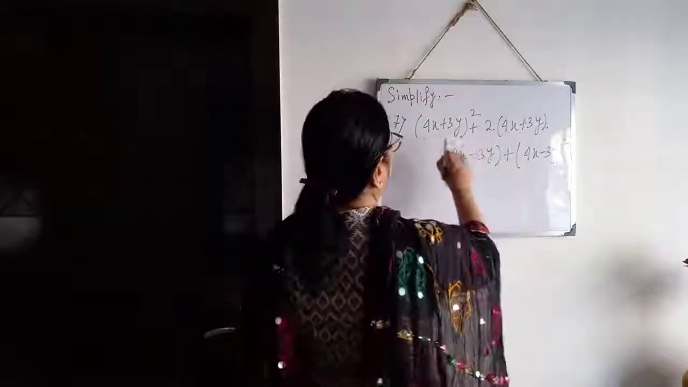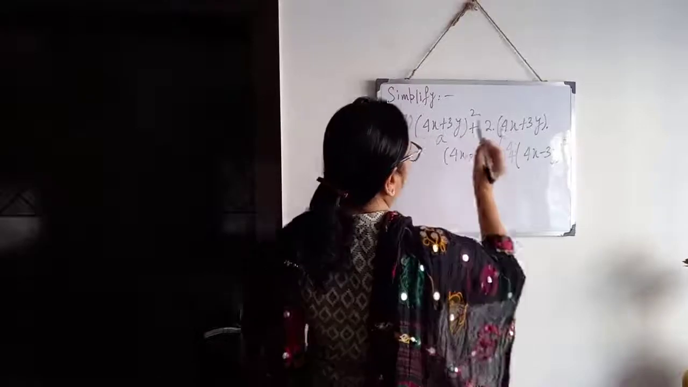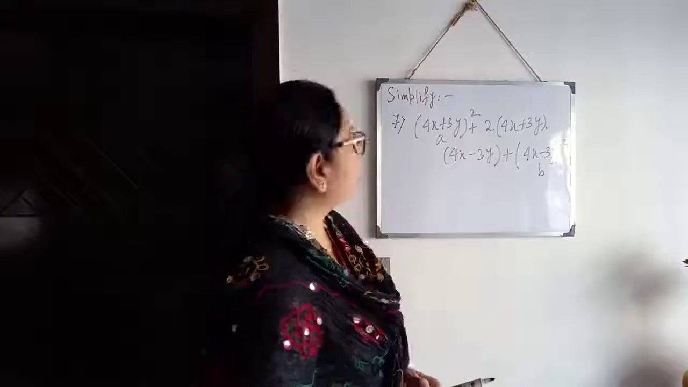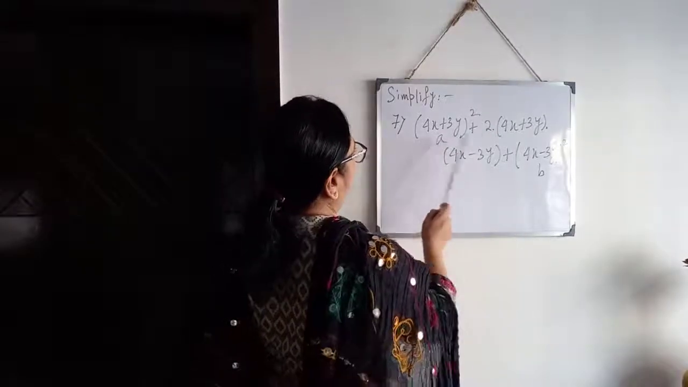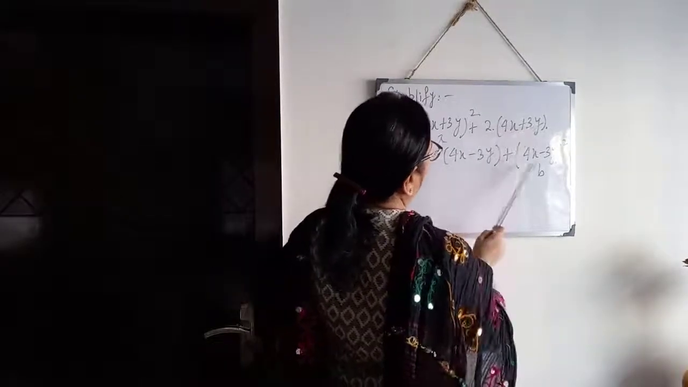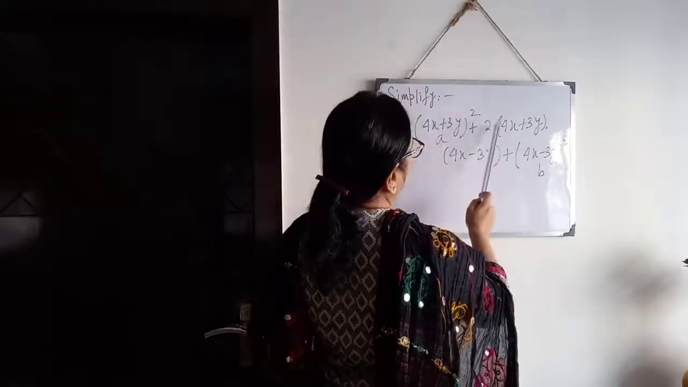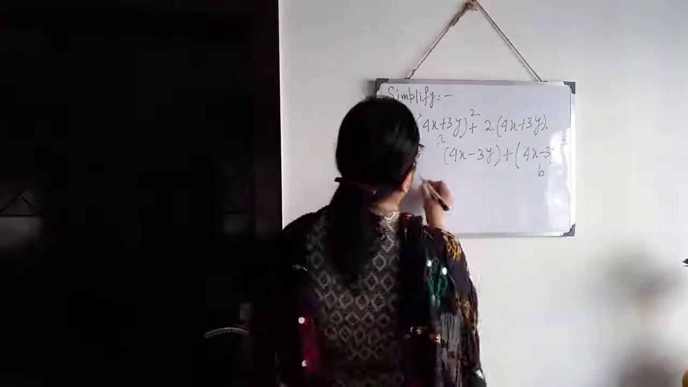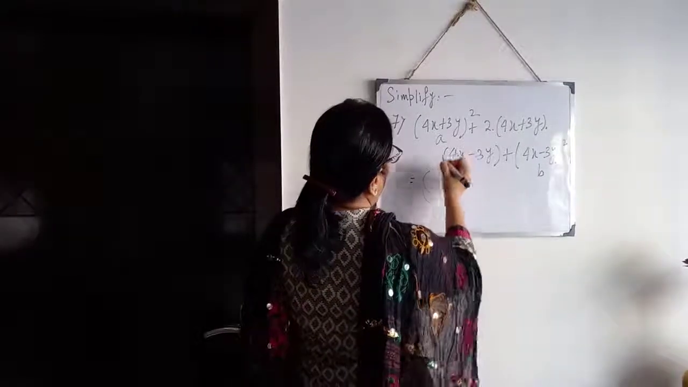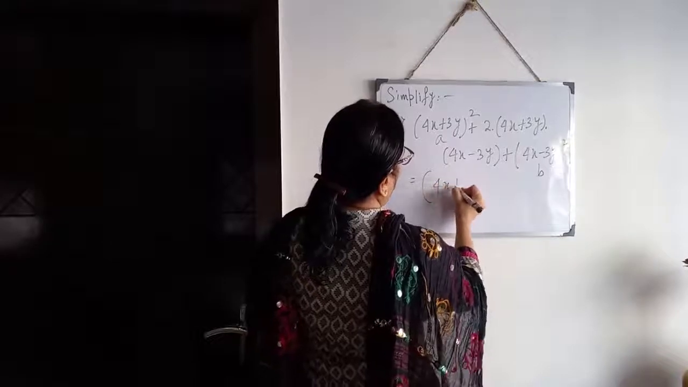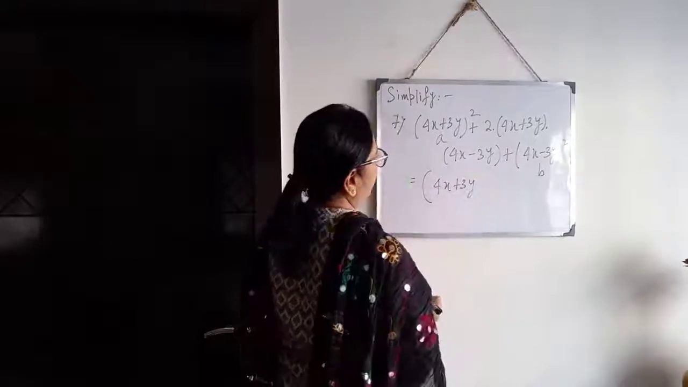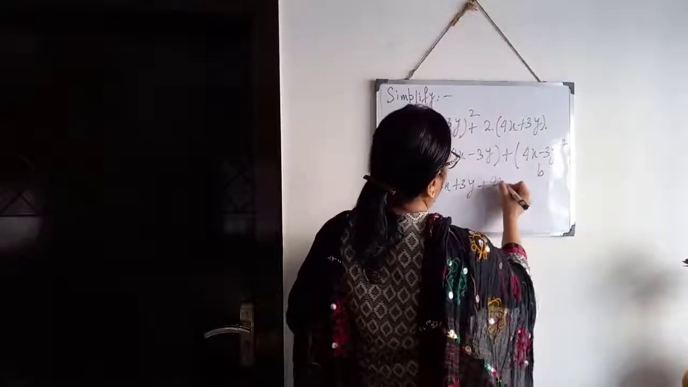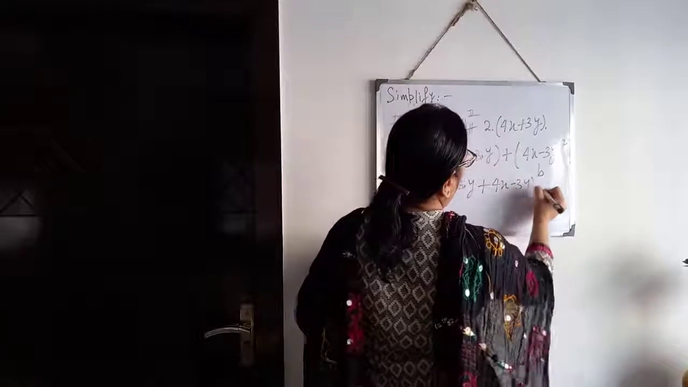It is in the form, suppose this is a, this is b. It is given in that form, a square plus 2ab plus b square. So a square plus 2ab plus b square equals to what you can write? a plus b whole square. So here a means 4x plus 3y and b means 4x minus 3y. So a plus b whole square.